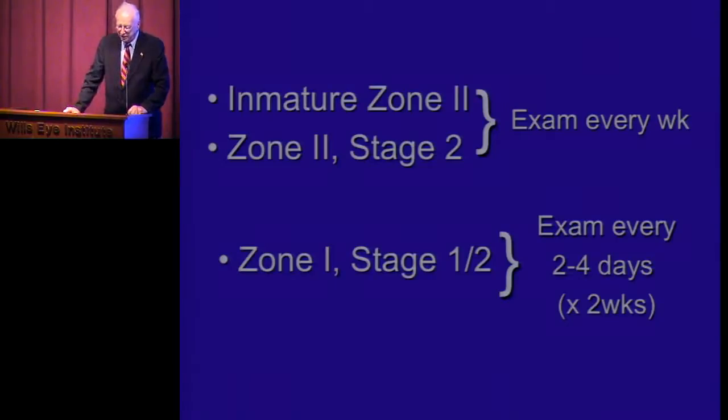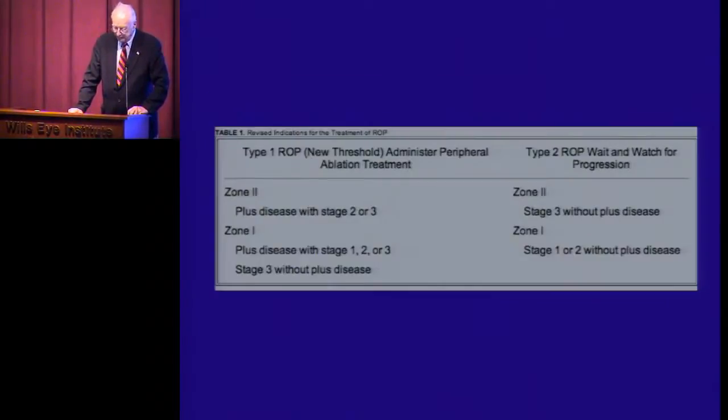And then you can see, this is in the outline too, how often you look at these children depending on the findings when you first look at them. Always err on looking more frequently than less frequently. But particularly in the zone 1s with stage 1 or 2, and I would add plus to that, if there's plus, you ought to look every 2 to 4 days.